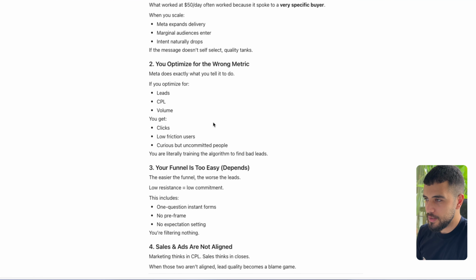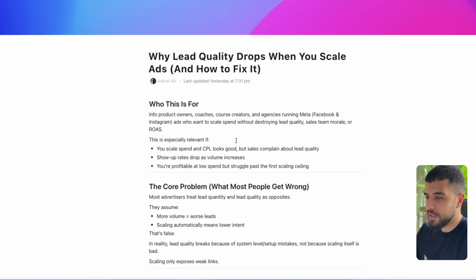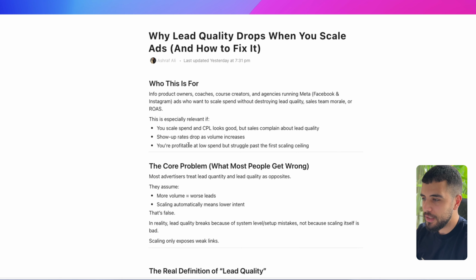What I did is prepare this small doc to walk you through it, so you really understand why lead quality drops and how to fix it. This will be relevant if you scale spend and your cost per lead looks good, but your sales team complains about lead quality, if your show up rate drops as volume increases, or if you're profitable at low spend but struggling to get past your first plateau. So you're stuck: whenever you scale spend past a certain point, it breaks. This is how to fix it, basically.